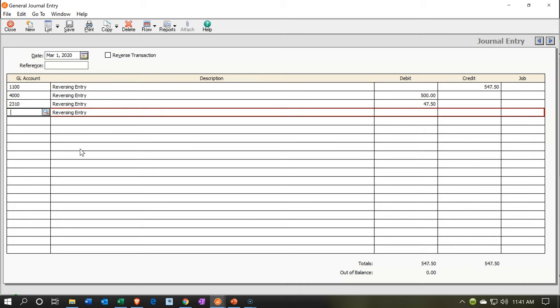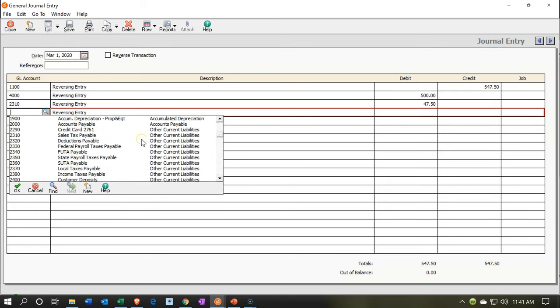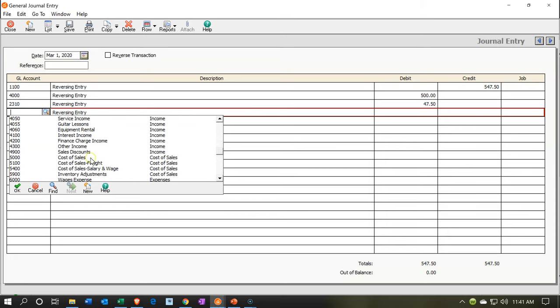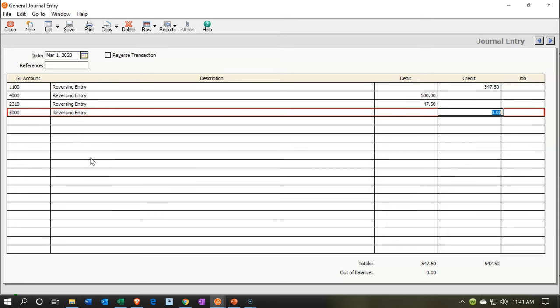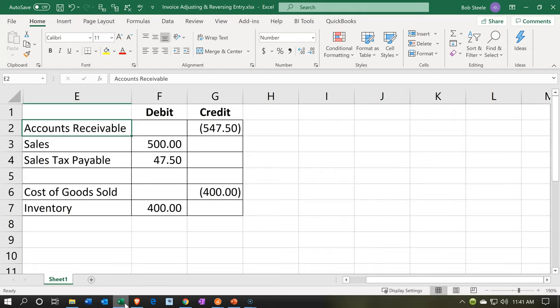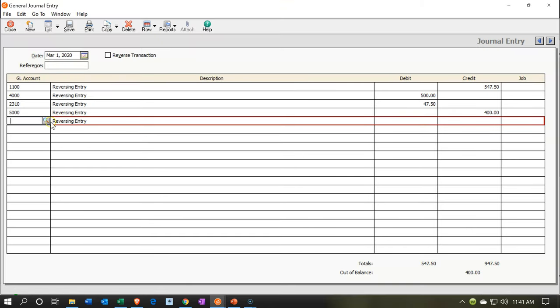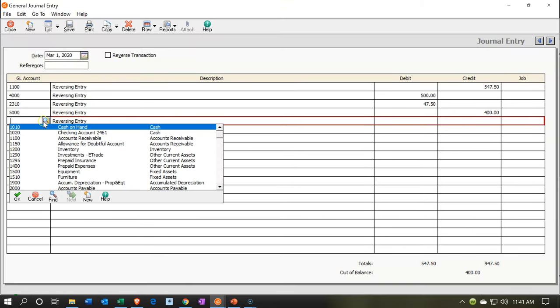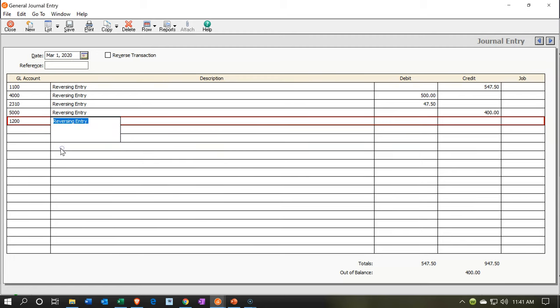Then we have the cost of goods sold. So I'm going to be looking at the cost of goods sold. It's going to be down below here somewhere. There it is. Cost of goods sold. That's going to be a credit this time of 400, as can be seen here. Credit of 400. And then inventory. Lastly, we have the inventory, and that's going to be a debit of 400. So there it is. We have reversed it exactly.